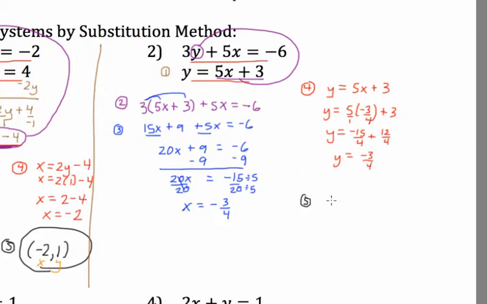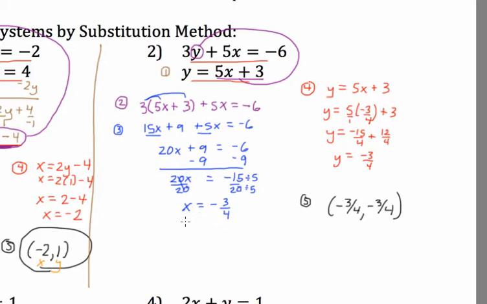Final step, write your answer as the ordered pair. The x coordinate and the y coordinate. There's my answer. I could plug this x and y coordinate back into my equation for x and y. If I get true equations, I've got the right answer.